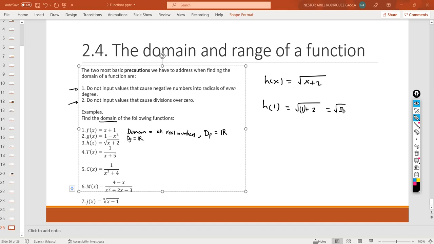I'm not gonna calculate this in decimals. I'm just going to keep it like that. It's a perfectly good output. What about H of 0? Well, there's going to be this.